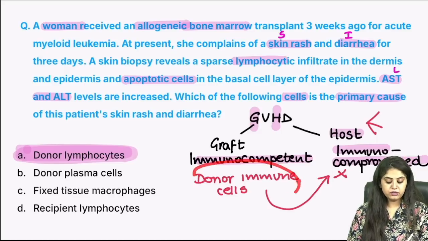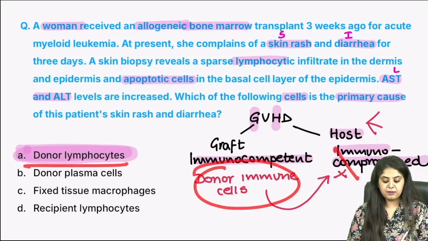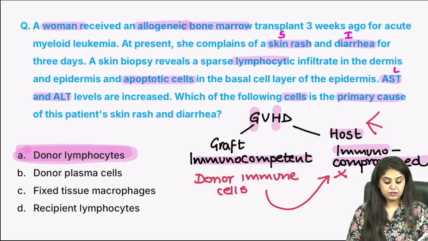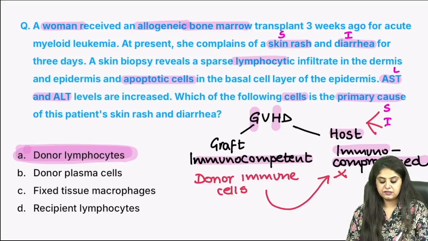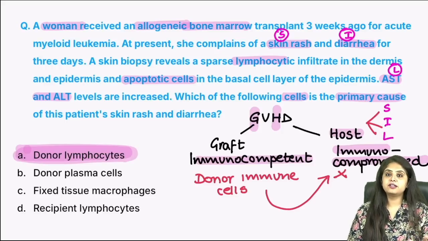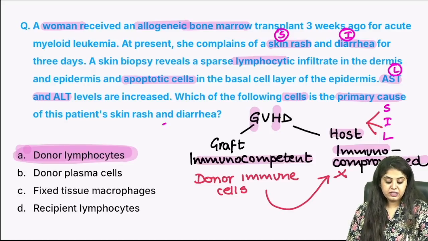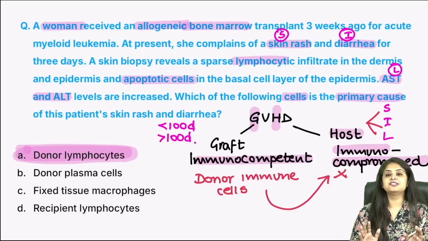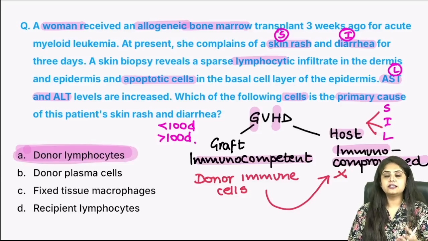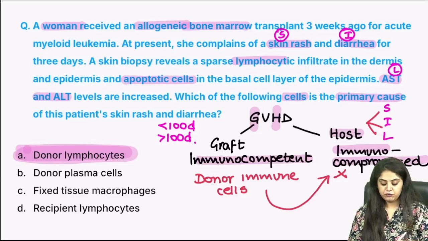So obviously the donor immune cells, that is the lymphocytes, will come and attack the host, and three organs are affected, that is the skin, intestine and liver. That is why there is a skin rash, there is diarrhea and liver enzymes or liver injury seen over here. So if it occurs within 100 days of the transplant, it is acute GVHD. After 100 days happens to be chronic GVHD. All of these we studied yesterday, so this was a clinical application of the same. Let's move forward and do that.